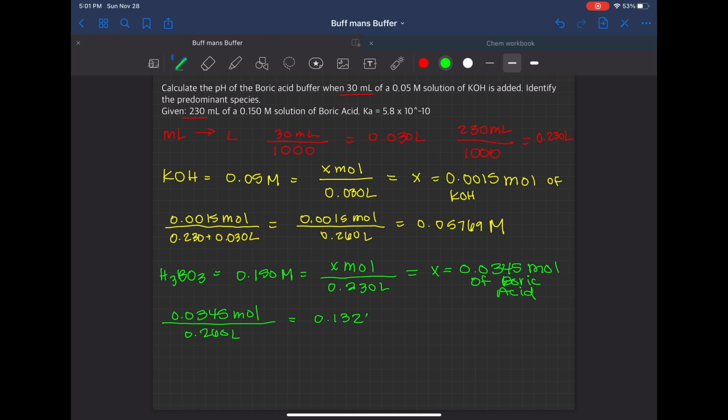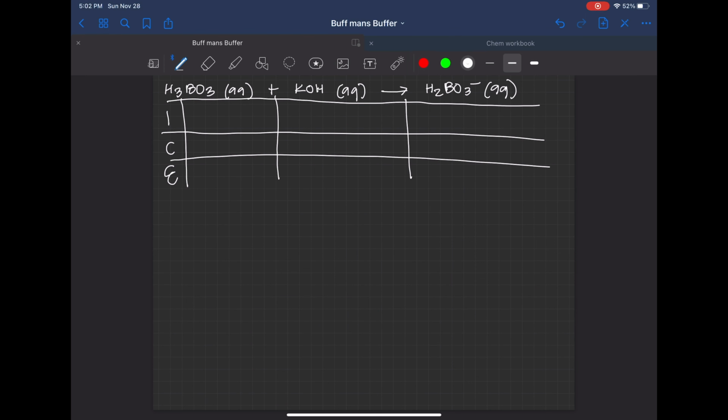Our molarity for boric acid is 0.13269. Using the molarities that we just calculated, we're going to plug them into the ice table. For the initial concentration, boric acid is 0.13269. For potassium hydroxide, it's 0.00577. And it's going to yield dihydrogen borate, which is just 0.